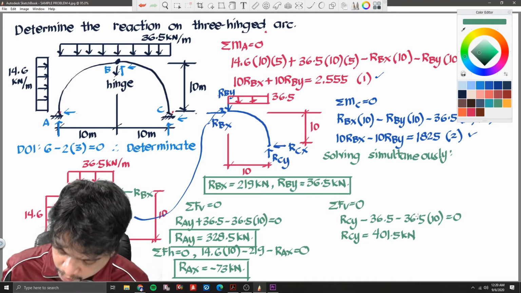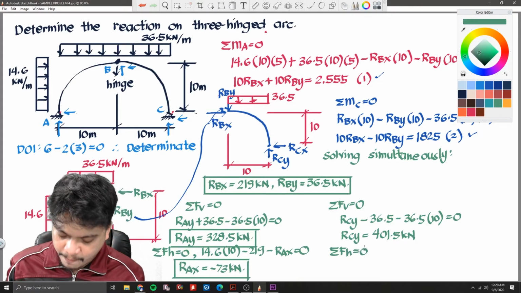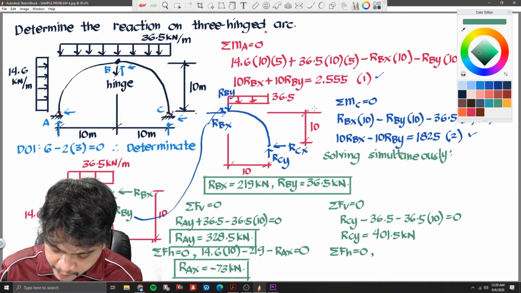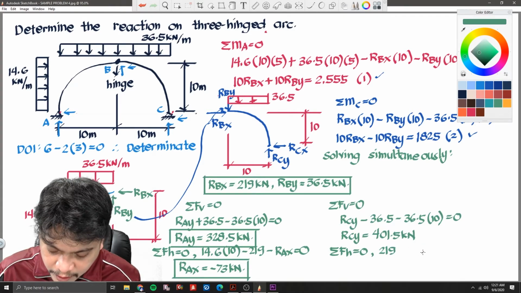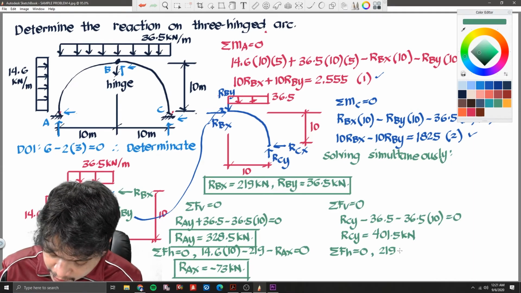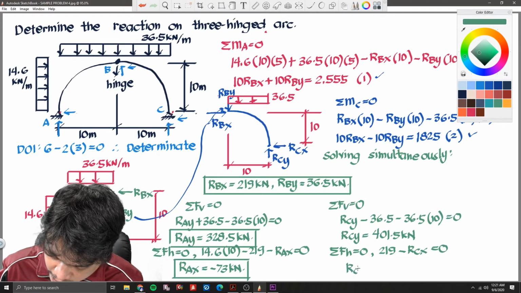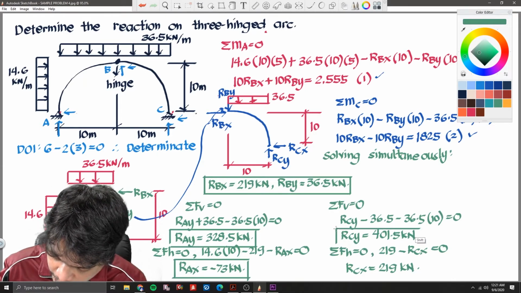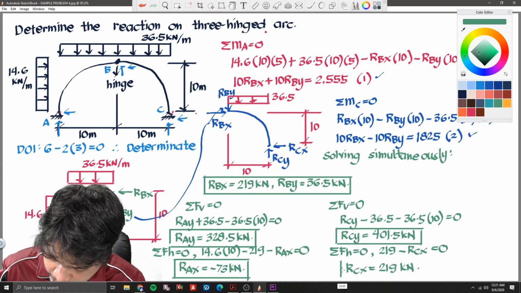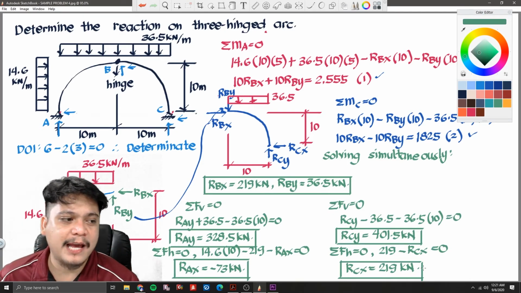And then, you may have summation forces horizontal equal to 0. So, meron akong RBX which is equal to 219. Okay? Wala na akong ibang other horizontal force other than RCX equal to 0. So, you have now the RCX equals 219 kilonewton. Okay? So, this is now the RCY and this is now the RCX. Okay. Now, sir, paano mo malalaman kung tama?